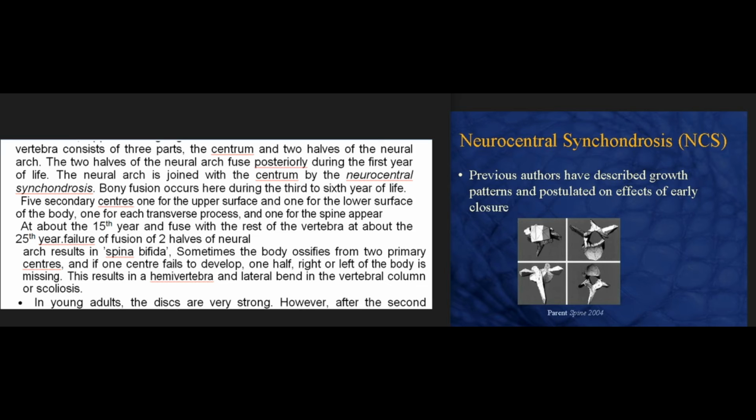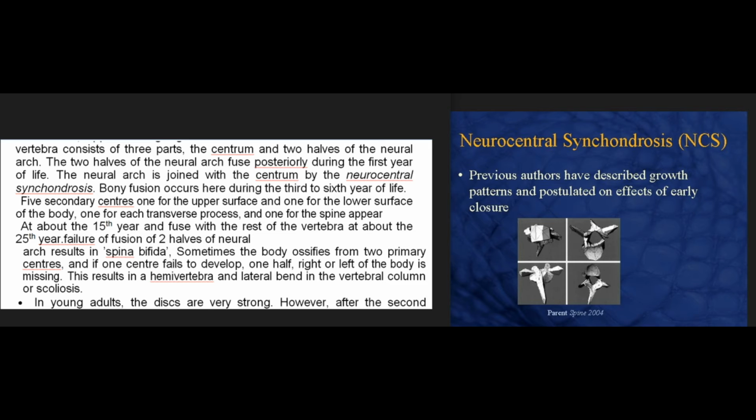Failure of fusion of 2 halves of neural arch results in spina bifida. Sometimes the body ossifies from 2 primary centers, and if one center fails to develop, one half, right or left, of the body is missing. This results in a hemivertebra and lateral bend in the vertebral column, or scoliosis.